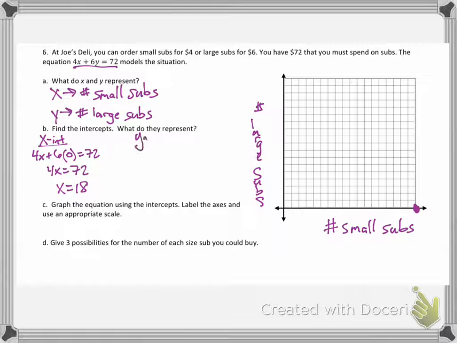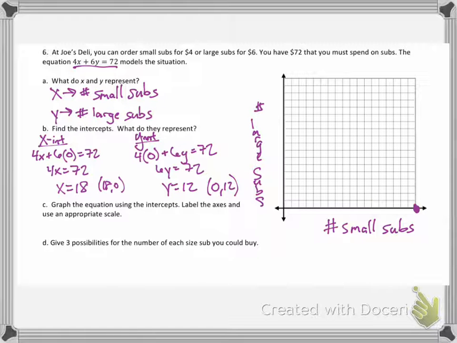The y-intercept would be the opposite. So the y-intercept would be at 12. So that would be the ordered pair 0, comma 12. And what that means is that's the number of large subs you could get without buying a single small. So basically it's the max out of the amount of larges you could get. So we'll plot that here. Just going to take a second to count this correctly. And there's my intercepts. So we're going to go ahead, draw my line.